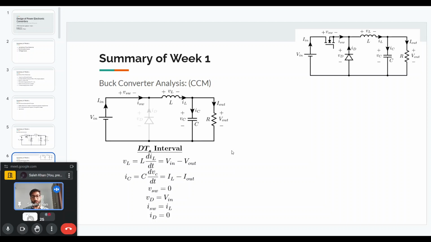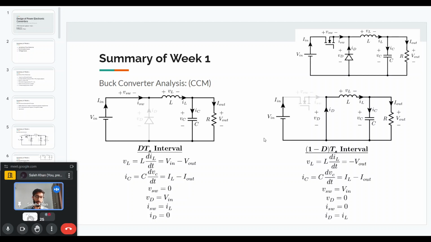And the rest of the switching interval, which is called the 1 minus DTS interval, will look like this, as shown on the right side of the slide. So the switch now is off because we have removed the supply from the switch. And because of that, the diode gets forward biased. The inductor will switch voltage, and that leads to the diode being forward biased. And the inductor current continues through the diode.